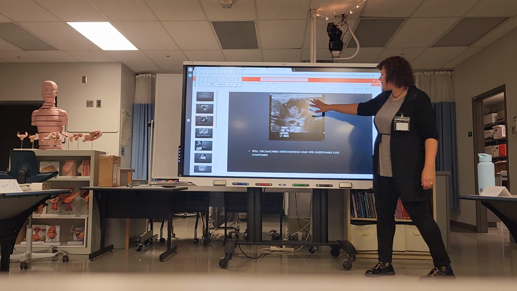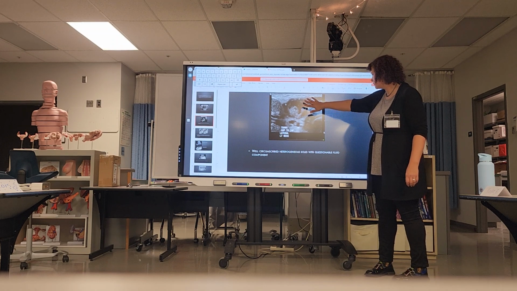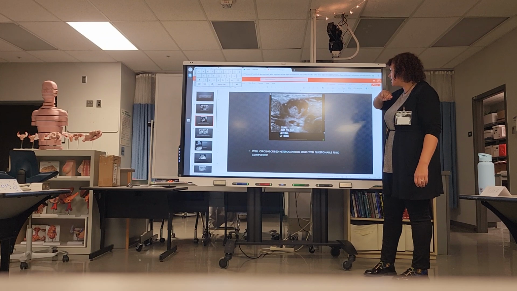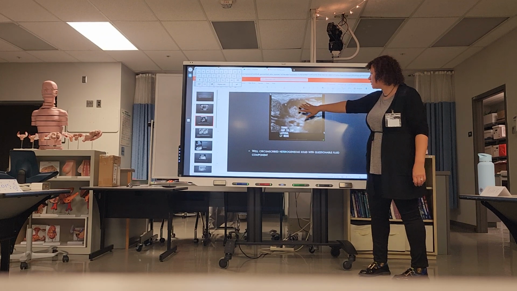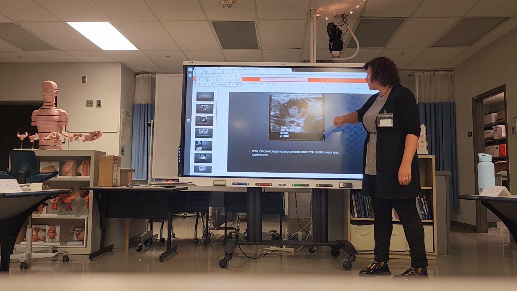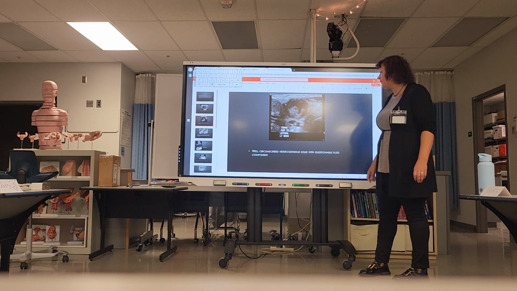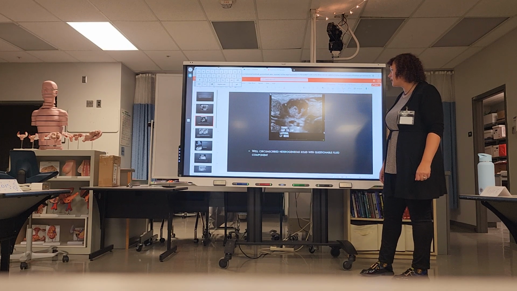All right, how would you guys describe the echotexture here? Yeah, it's heterogeneous and it's complex. So we have some solid areas and then we have some cystic areas. This is about 50-50. I would describe this as being complex.